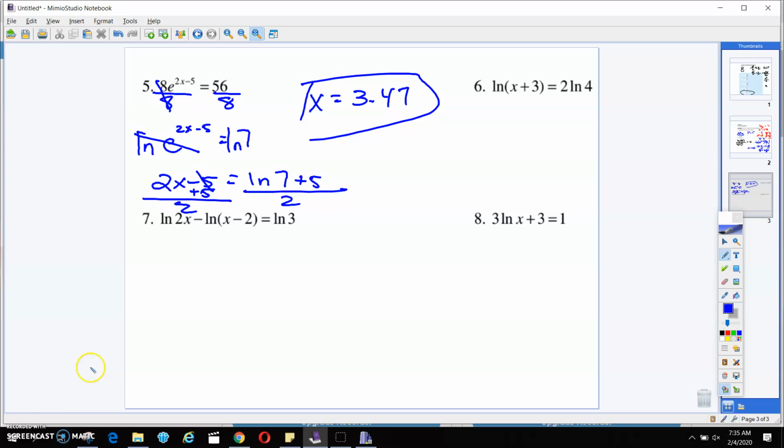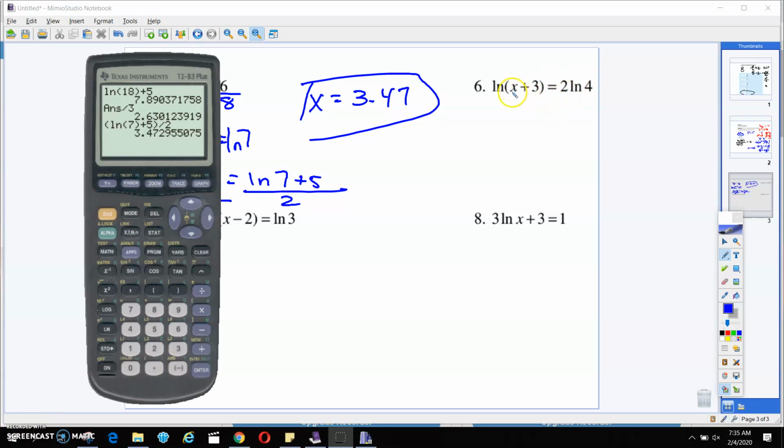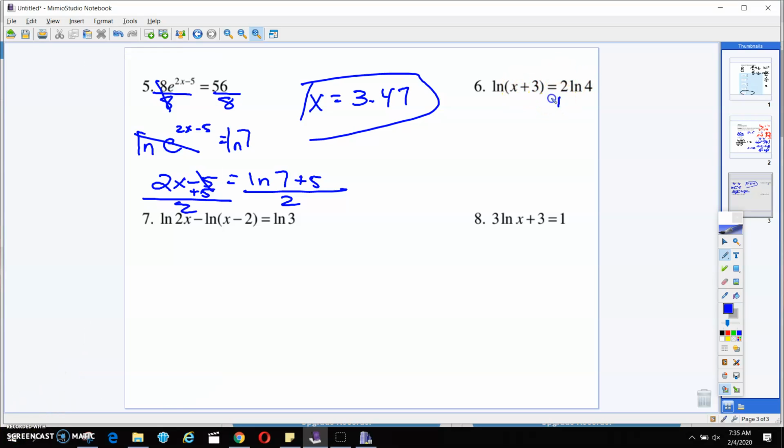Did you get 3.47? You see this 2 out here chilling? You remember last week we talked about a power rule, but we really didn't use it that much. It was basically saying that this number out front, you can actually put over here as the exponent. So I can rewrite this as ln of 4 raised to the second power, because you don't want it out front. Yes, that is 16. This over here is going to stay the same.